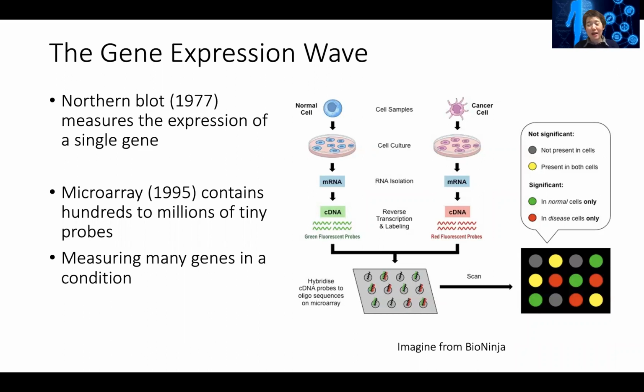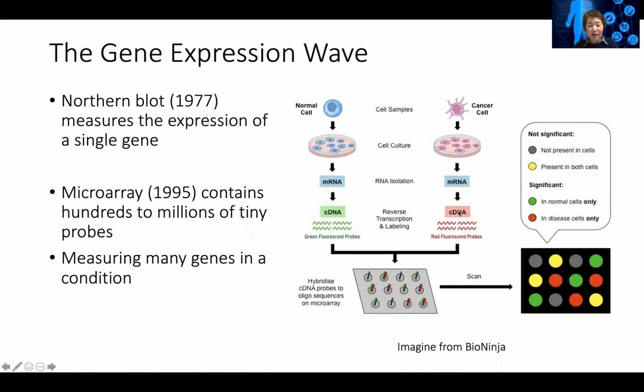I remember my undergraduate research advisor came back from a conference in 1996, and he was so excited. Basically, you can use a cellulose membrane and have hundreds of tiny dots or probes, each probe measuring the expression of a single gene. Therefore, using this microarray, you can measure many genes in a specific condition. And so in this experiment, usually you have cells grown in different conditions or samples taken from different tissues or different conditions. In this case, it's normal cell versus cancer cell.